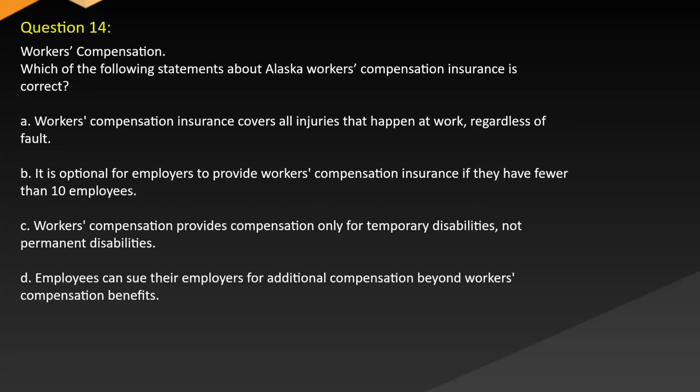Question 14. Workers' compensation. Which of the following statements about Alaska workers' compensation insurance is correct? A. Workers' compensation insurance covers all injuries that happen at work, regardless of fault. B. It is optional for employers to provide workers' compensation insurance if they have fewer than 10 employees. C. Workers' compensation provides compensation only for temporary disabilities, not permanent disabilities. D. Employees can sue their employers for additional compensation beyond workers' compensation benefits.